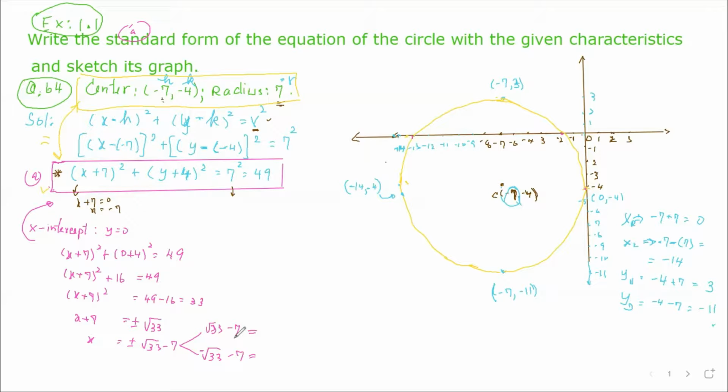This one, the plus sign, right? Square root 33 minus 7 comes out negative, so it becomes negative 1.26, approximately. And this one is going to be minus what? Square root 33 minus 7. That means you sum it up but it becomes minus, right? So we have about approximately 12.7.